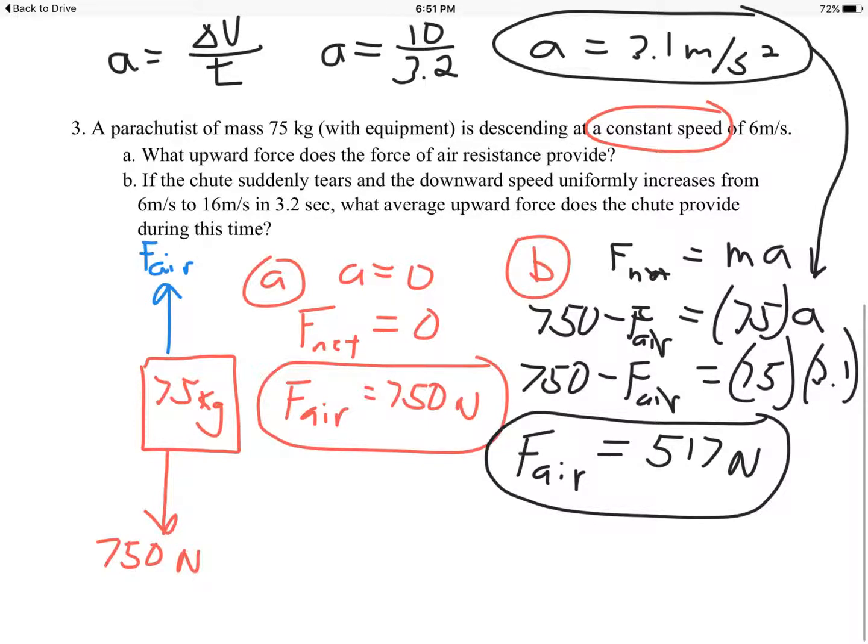Last thing I want to say, don't let the phrase the average upward force deter you at all, because with a flopping, ripping parachute, the air resistance force is going to be somewhat variable, and your speed is going to be changing here, affecting your air resistance force. But they're just basically telling you in this problem, find the force of air resistance on average for this particular scenario. And the answer is the 517.